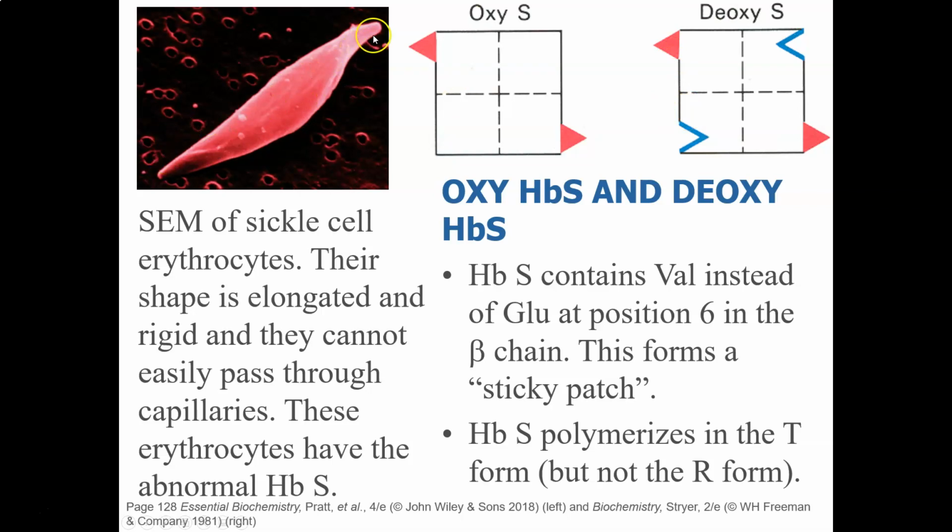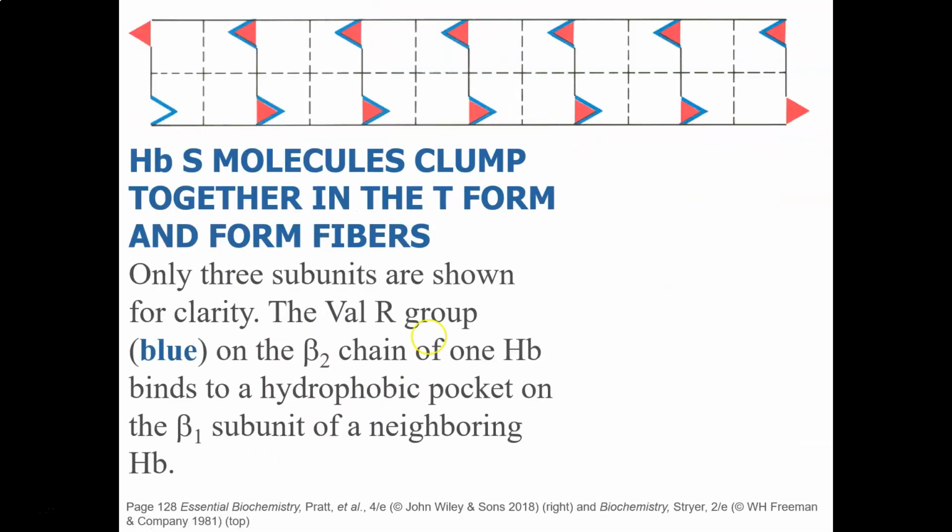The polymerization of hemoglobin distorts the shape of the erythrocytes, and they don't pass through capillaries quite as easily as the biconcave discs do. So this is what happens.